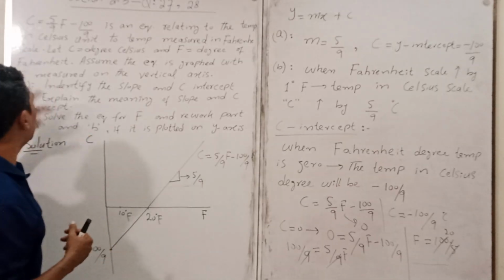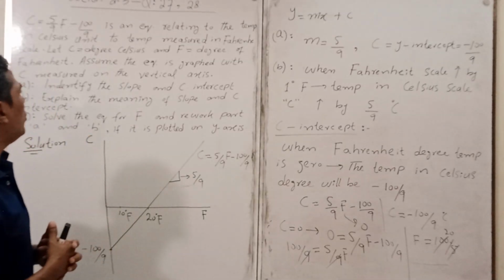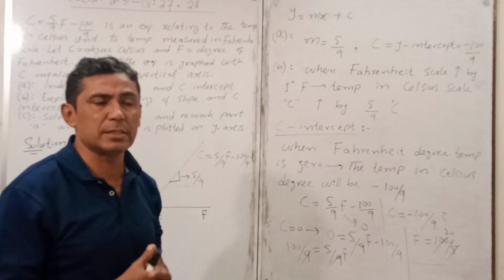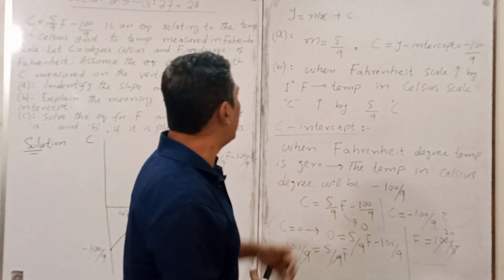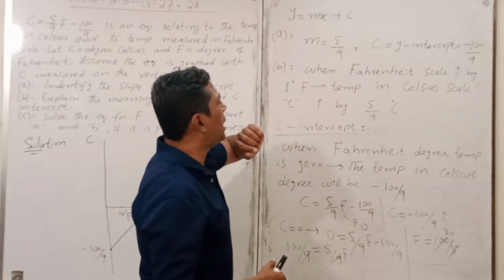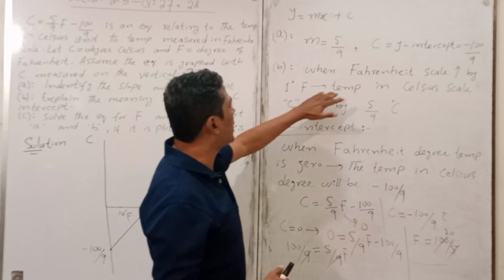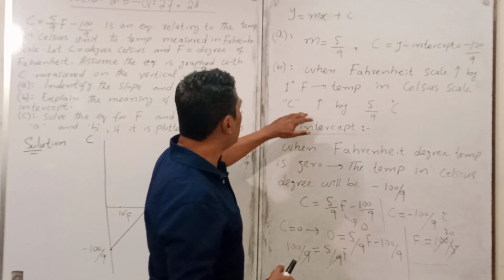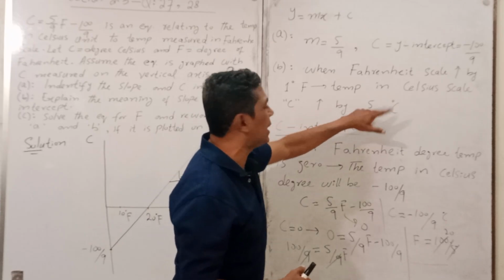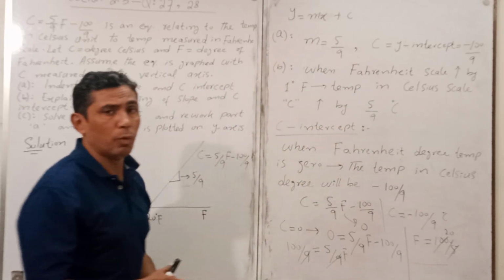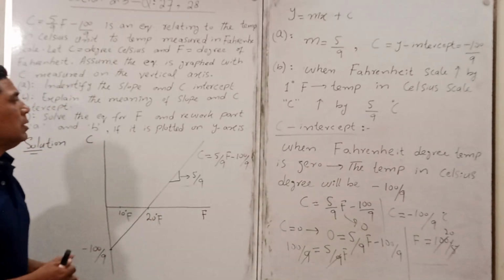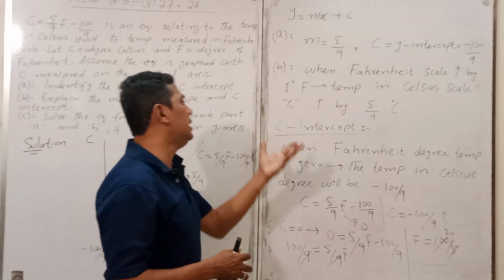In part B, they asked us to explain the meaning of the slope and C intercept here. We explained that when the Fahrenheit scale temperature increases by 1 Fahrenheit degree, the temperature in the Celsius scale increases by 5 by 9 centigrade according to this slope value. Now, second important factor is the C intercept.